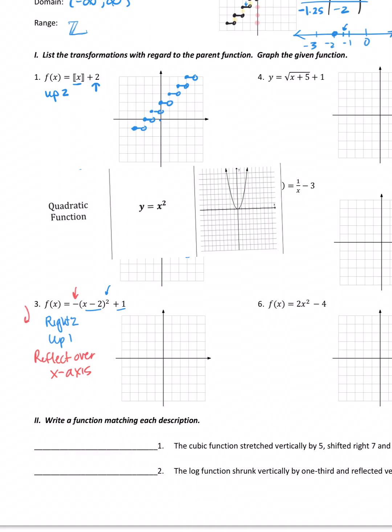All right? Now, so let's first identify the new point. That used to be at 0, 0. It's moving right 2 and it's moving up 1. And instead of opening up, it's being reflected. So it's going to open down.